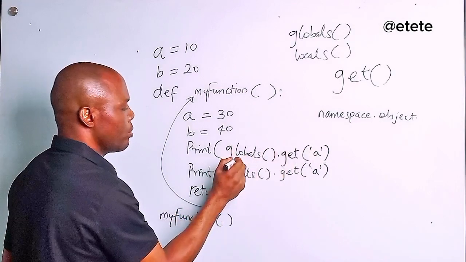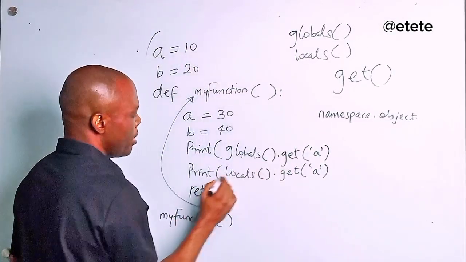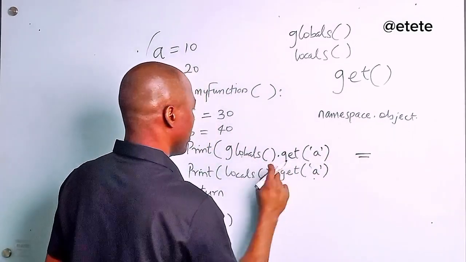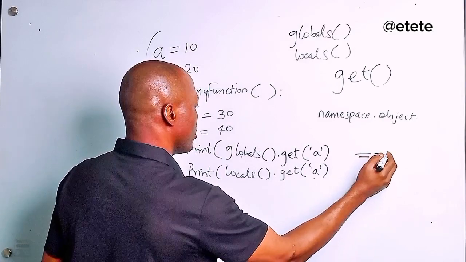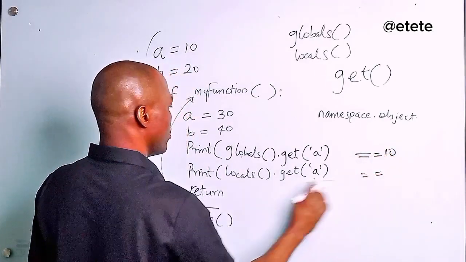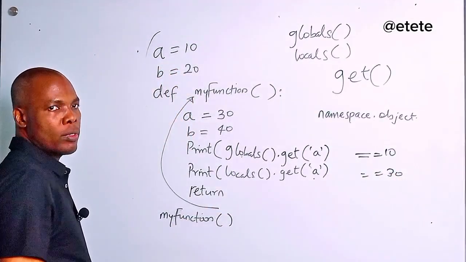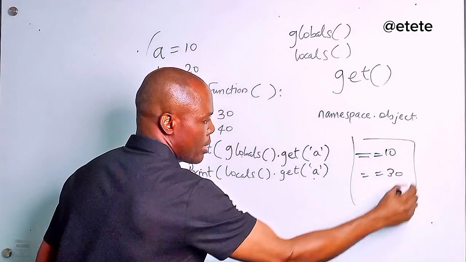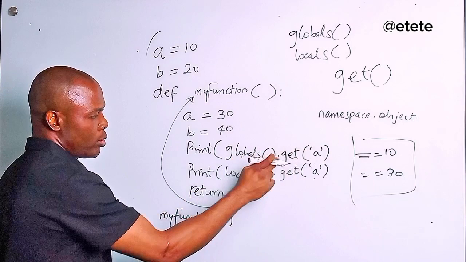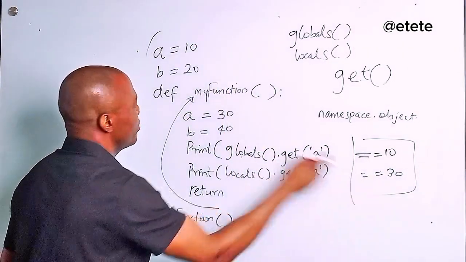This a, because of this global is here, will be this one. So this one will give me 10, while this one will give me 30. This will be my output that I will have on the screen. The globals dot get a will give me this one, while this one will give me this one.